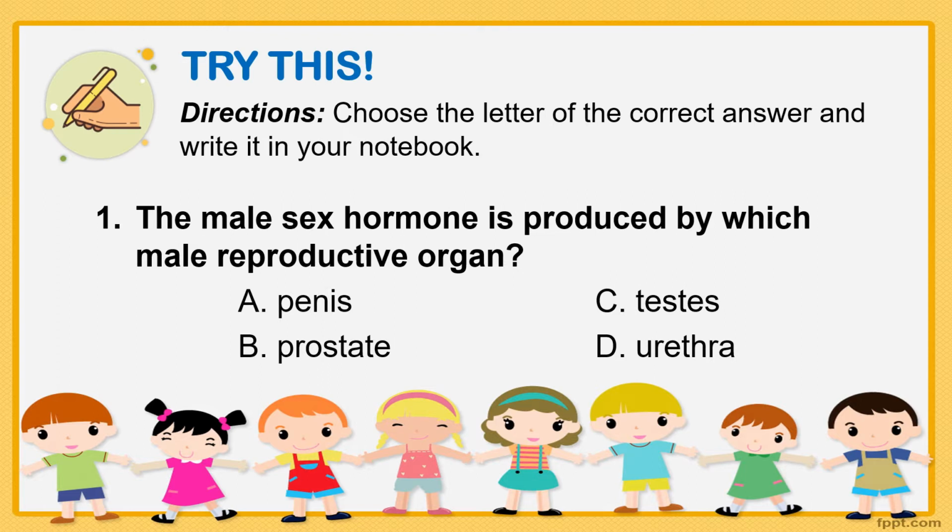And now, let us reassess your knowledge about the reproductive system by trying this activity. Directions: choose the letter of the correct answer and write it in your notebook. Number 1. The male sex hormone is produced by which male reproductive organ? A. Penis, B. Prostate, C. Testes, D. Urethra.